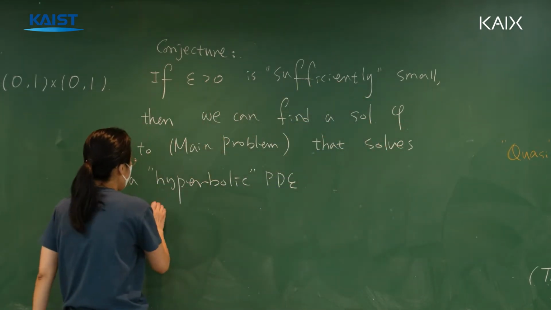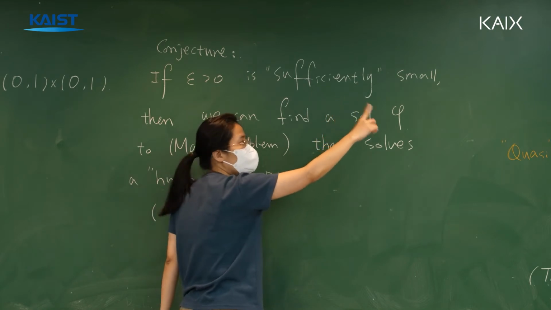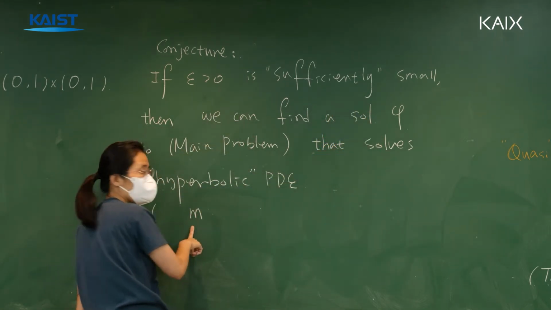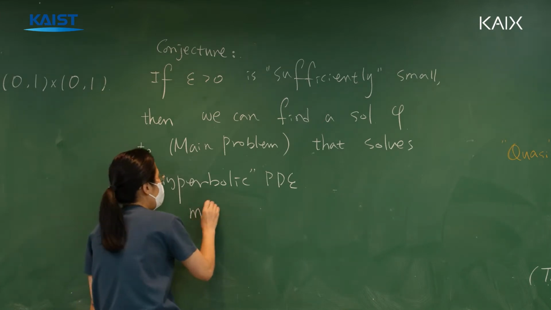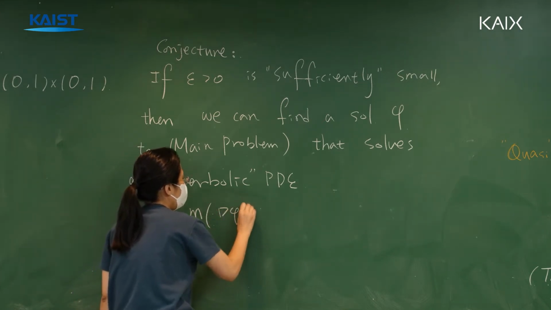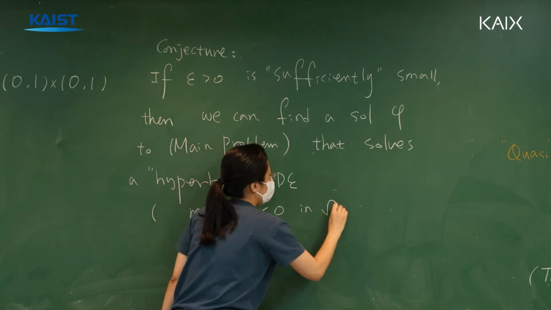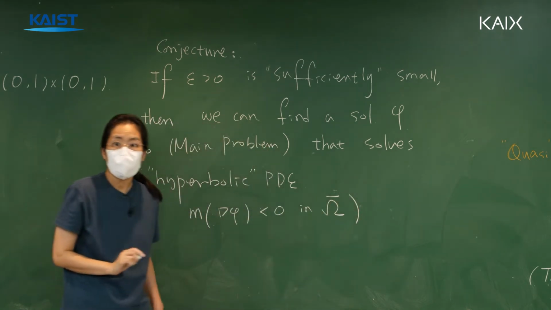So hyperbolic PDE means that we are looking for a solution phi that satisfies the condition that the determinant of the coefficient matrix for that solution is negative in omega up to the boundary. So that's what we mean.